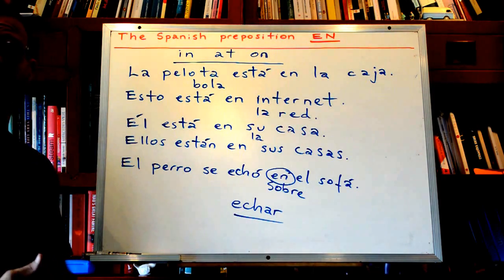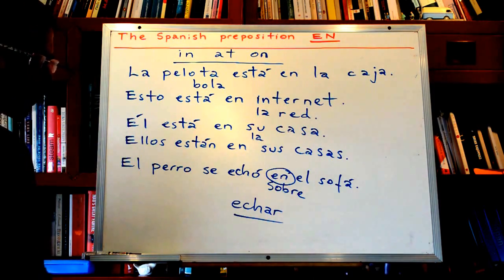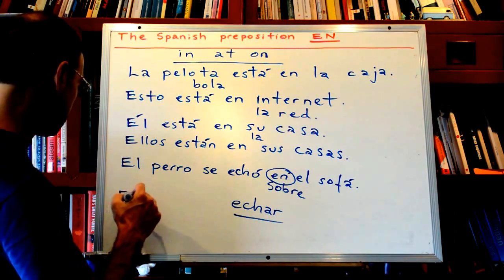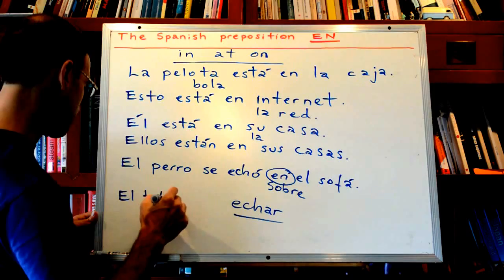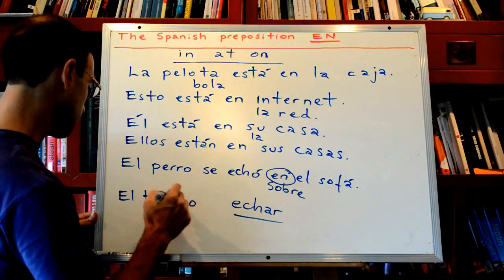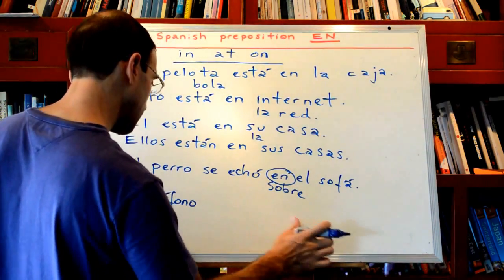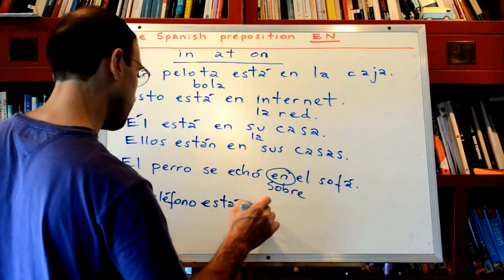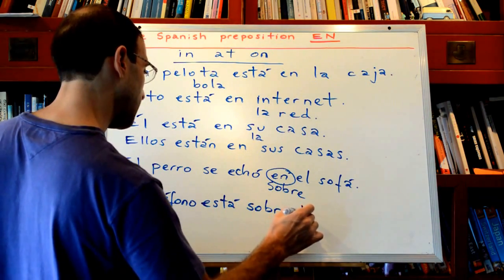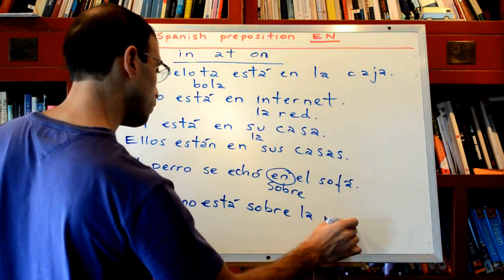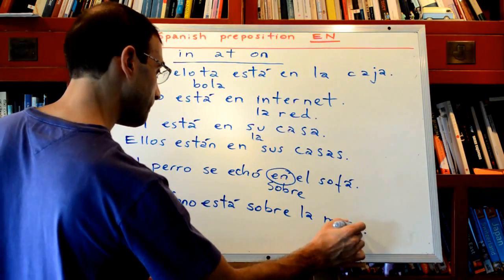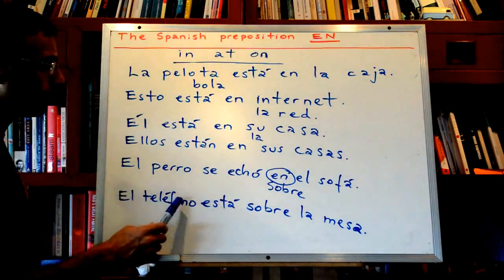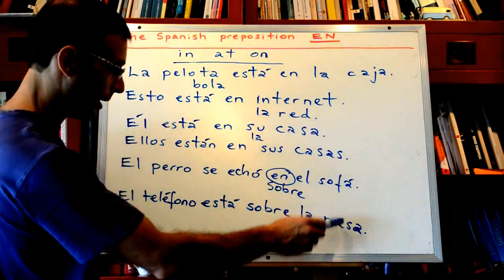Except when it is something very obvious, like for example, the telephone is on the table. El teléfono está sobre la mesa, ¿ok? El teléfono está sobre la mesa. The telephone is on the table.